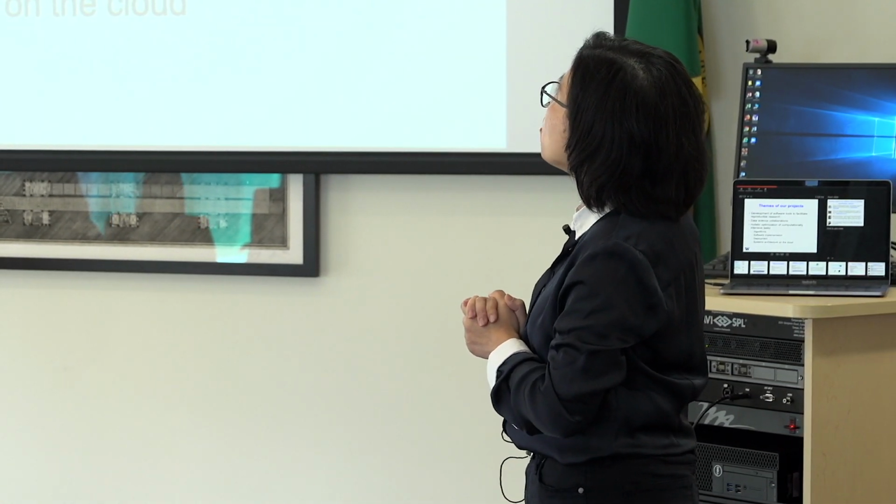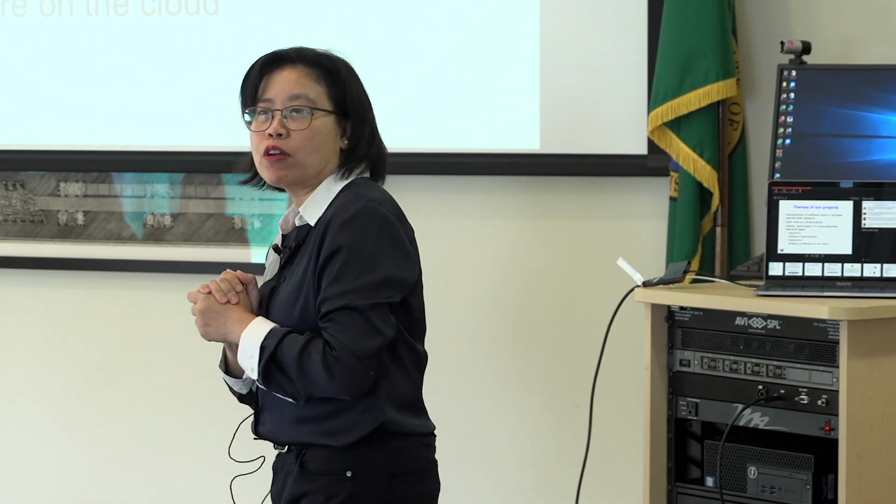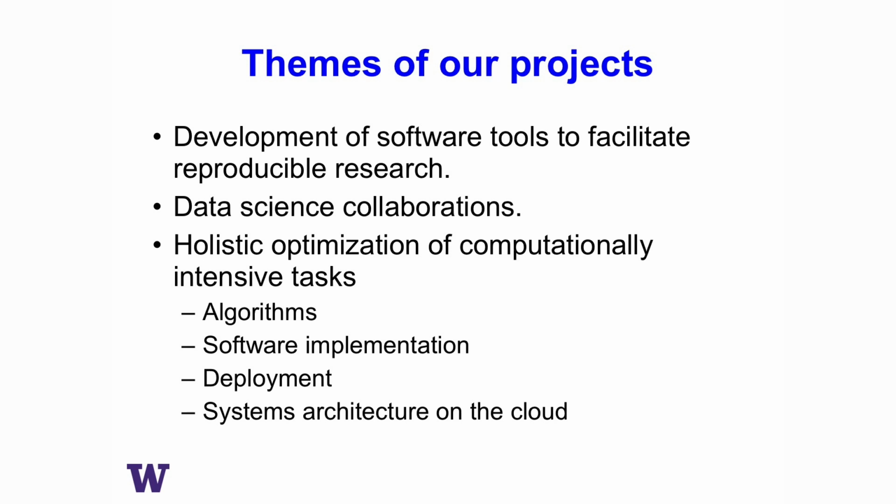And so we work on many different types of projects, but generally our projects fall into one of these three themes. One of them is we develop software to facilitate reproducible research. We make it easier for other people to reproduce their results. And we do a lot of data science collaborations. This is the part that I really love because I get to work with people who are different from myself and could have impact in many different areas. And the third direction, what we are currently working on a lot, is a holistic optimization of computationally intensive tasks. So we try to make these computational tasks run more efficiently.